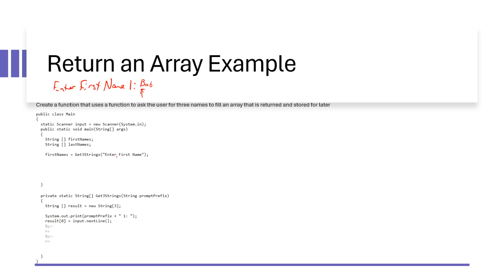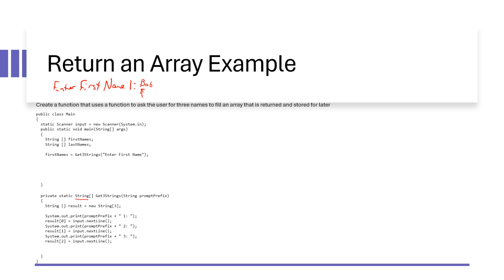Now I can do that for 2 more names. Great. So now result is holding 3 names. And you can see each time I just said prompt prefix, and then I added on the next number so the user knew what to view it as. So now I'm storing them at index 0, 1, and 2, because those are how our indices are numbered. And then finally, when I'm done, I'm going to return the array.